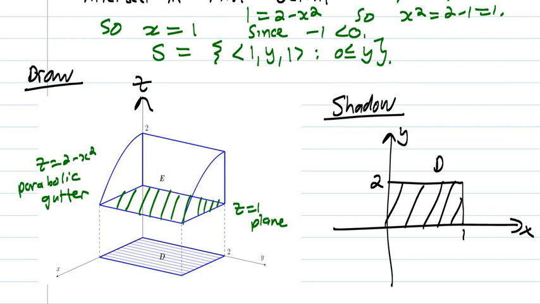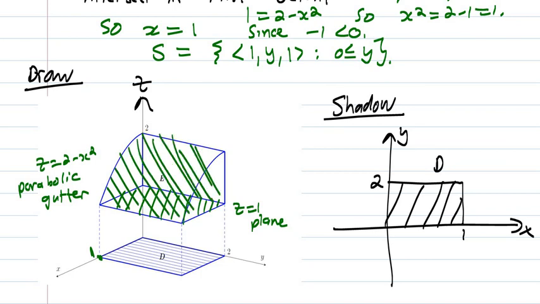And so we saw that the two surfaces intersect when x equals 1. And so we want all of the points that are above the plane z equal to 1 and below the parabolic gutter. So the region that we want, all of the points in the first octant that I've tried shading here, E, this is what we're after. All right. So this is the region whose volume we want to calculate.